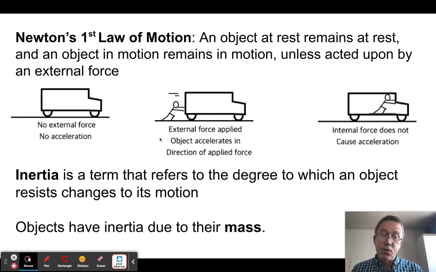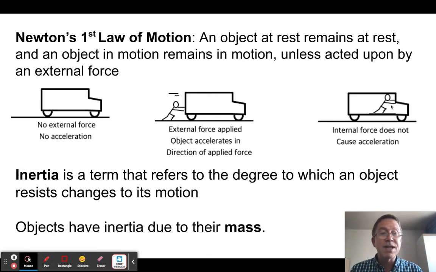So a very strong person comes along and applies an external force. That means this person is not within the bus. And they apply an external force to this bus in the positive direction. Well, it's going to accelerate in the positive direction. However, if instead of the person being external to the bus, the person was internal to the bus, so this force was applied internally, it's not going to cause acceleration.